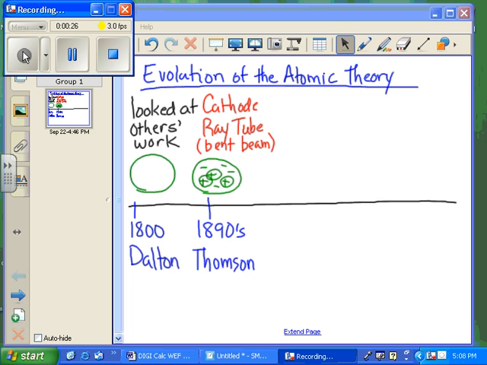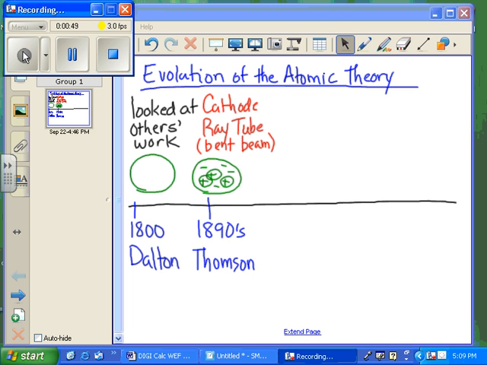In the late 1890s, J.J. Thomson, that was about 100 years after Dalton, did the cathode ray tube experiment, in which a beam of particles was going across, and a magnet bent the beam. The fact that a magnet could bend the beam proved that there were positive and negative particles.